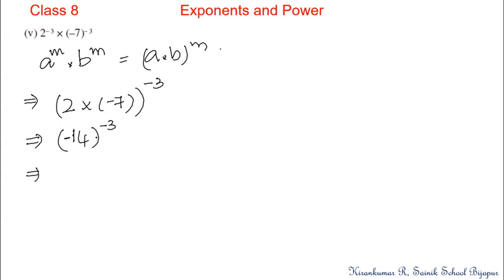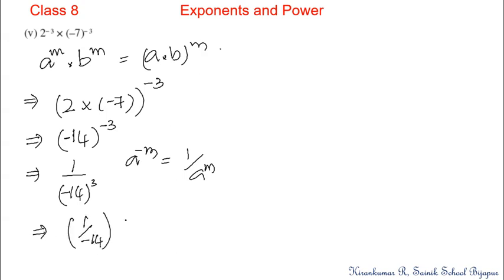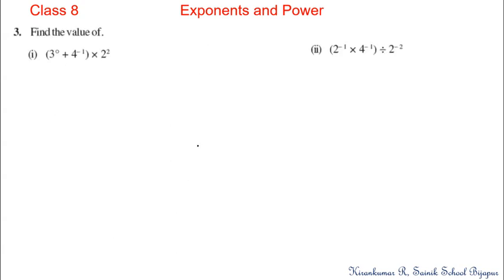It is not having a positive power, so I can make use of another identity, a to the power of minus m, which is 1 by a to the power of m. This can be written as 1 upon minus 14 to the power 3. Now we have a positive power. This is how we can simplify and express with positive power in the power notation.